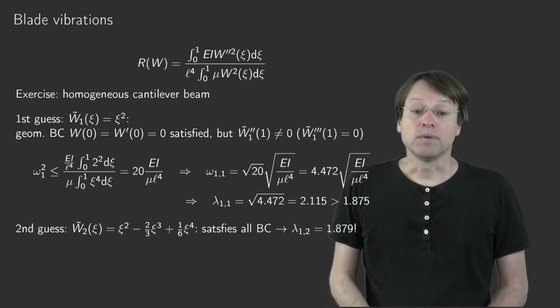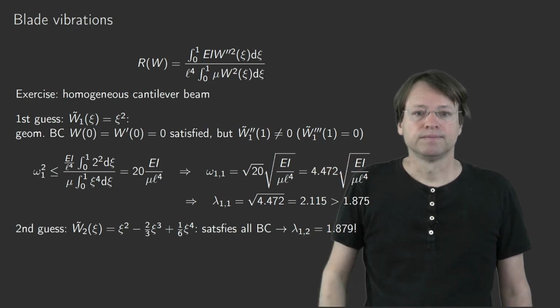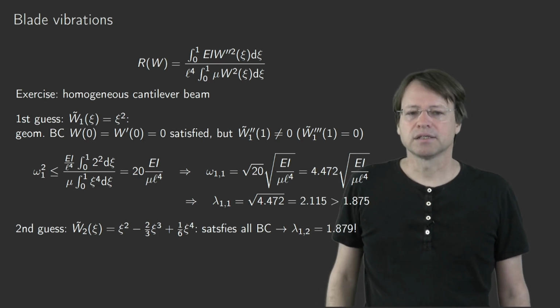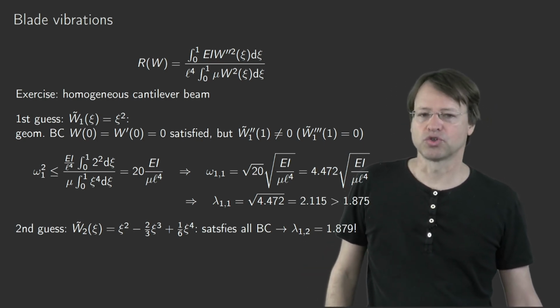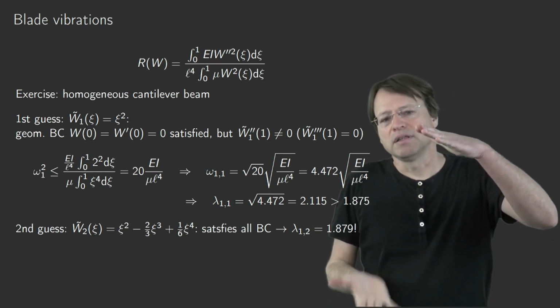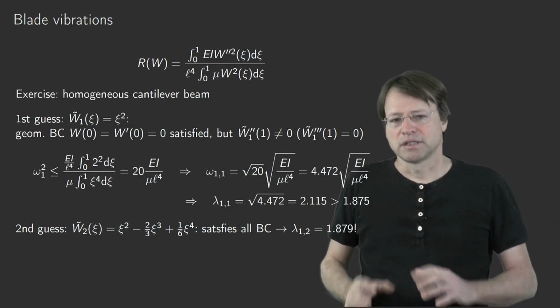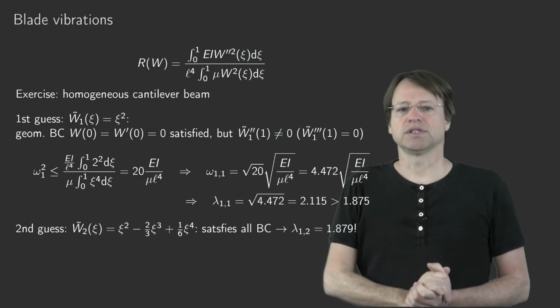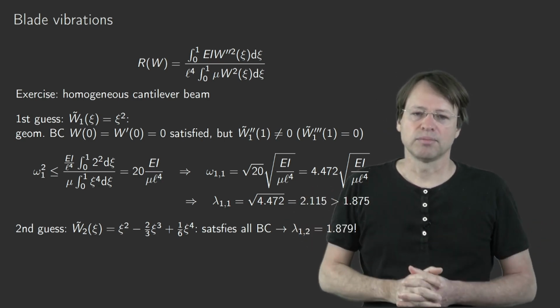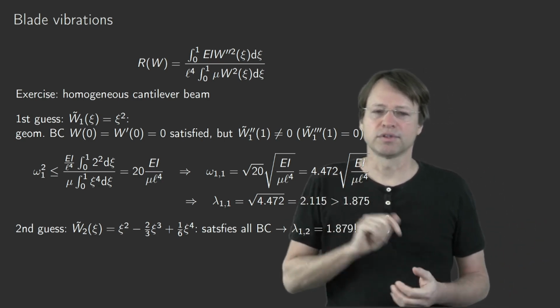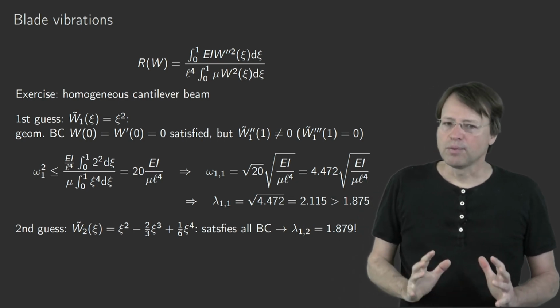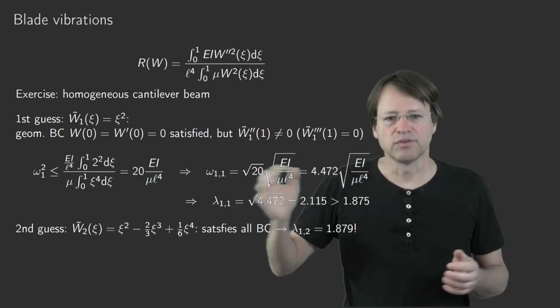Okay, so we have determined an upper bound. What would be nice is to have a lower bound, because then you know for sure that in between the lower and the upper bound sits your natural frequency. Now let's determine a lower bound for the first natural frequency. So therefore we need a completely different approach.